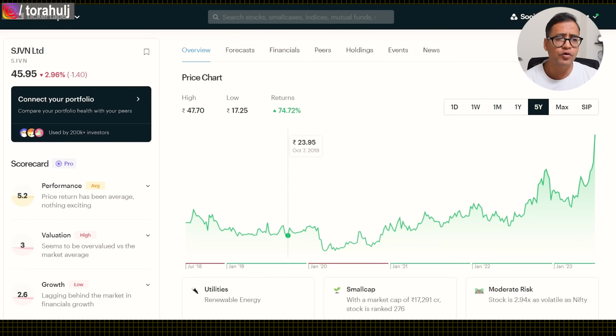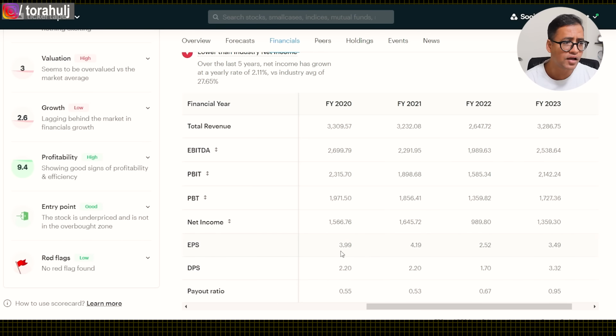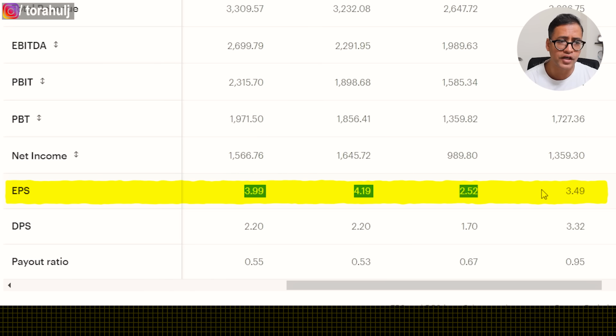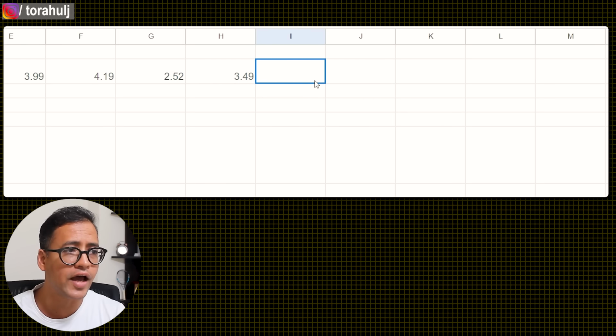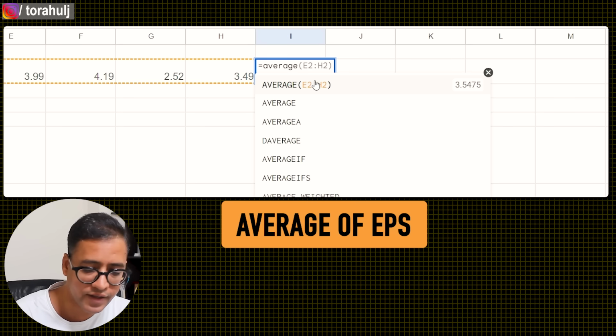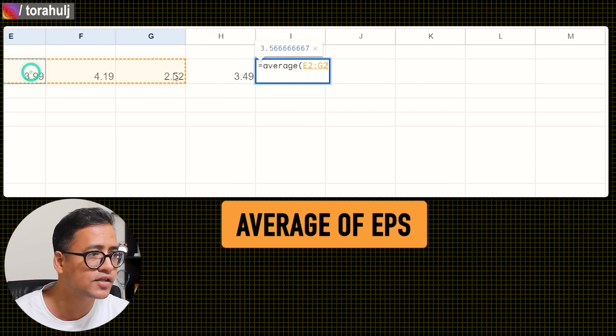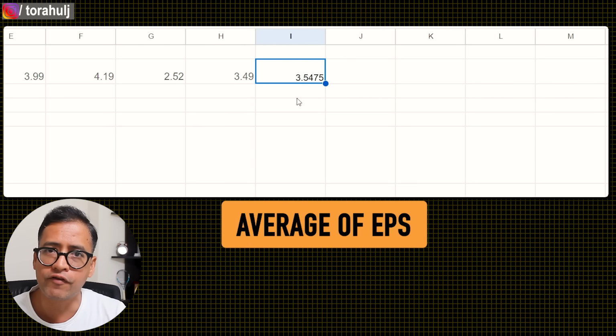So for that, what we are going to do is go to the financials of this company and look at the last 4 years earning per share. Okay. So if you look at the last 4 years earning per share, just copy it simply here in an Excel spreadsheet. Now what you need to do is find out the average of this earning per share. So let us go ahead and add that in here and find out the average earning per share in the last 4 years. That comes out to be 3.54.